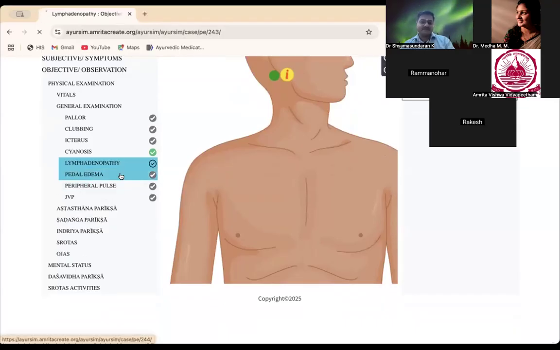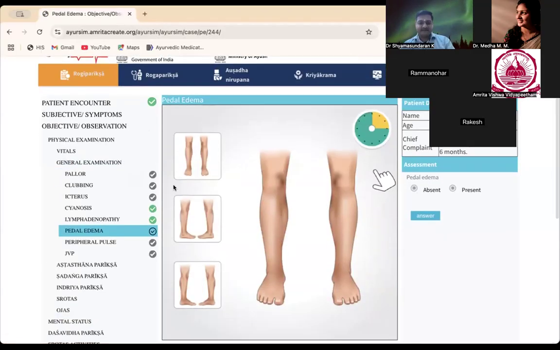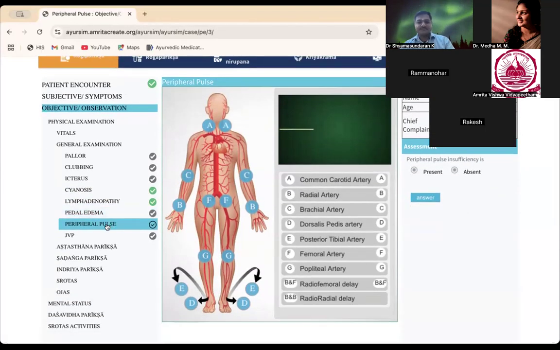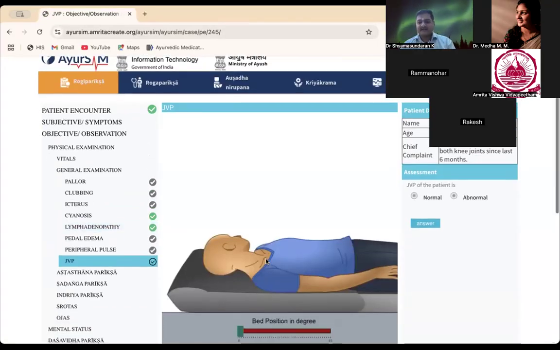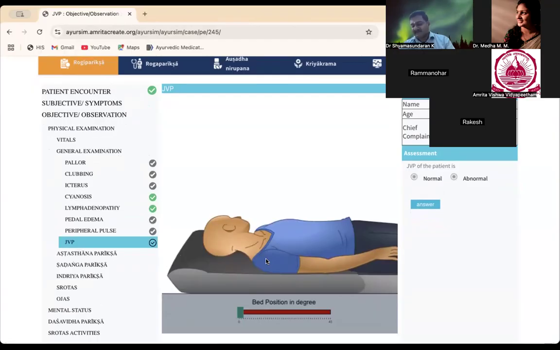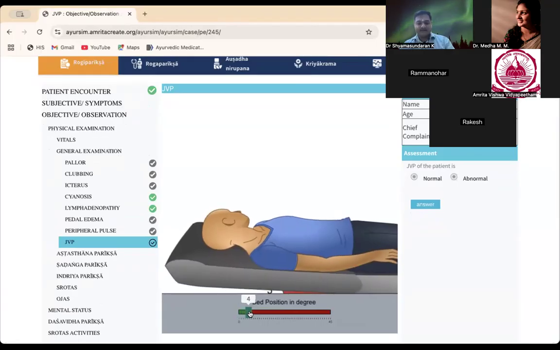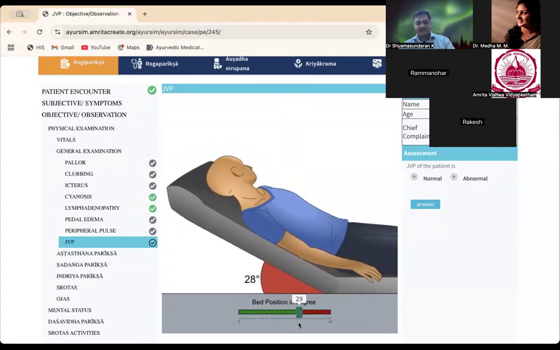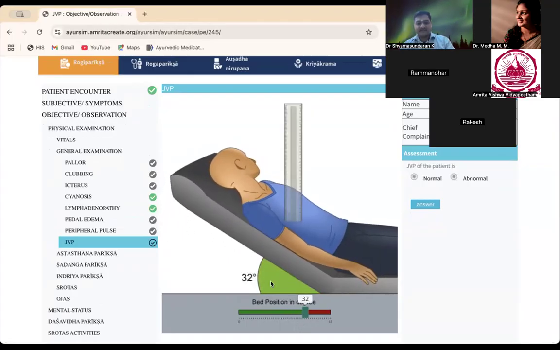Everything is represented here. Pedal edema. Where are you supposed to look for the pedal edema? Where are you supposed to look at the peripheral pulse? So these are certain points. So we have considered and referred to all the standard textbooks and incorporated the things. So again, the JVP, how do you examine the JVP? You can even elevate and decrease. So when it comes to the normal range, it becomes green. So everything is very well, very student friendly and very easy to do.